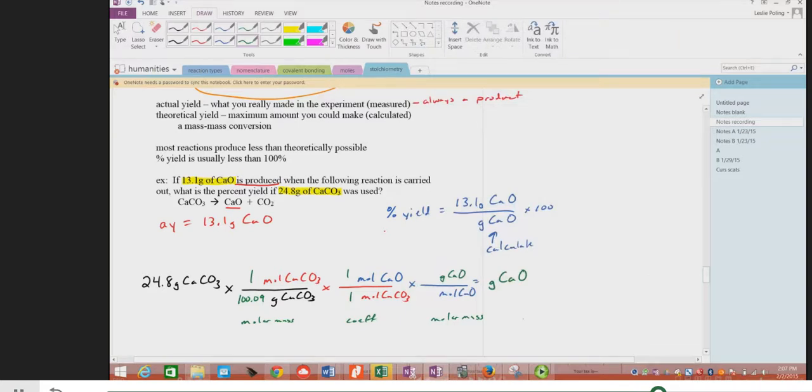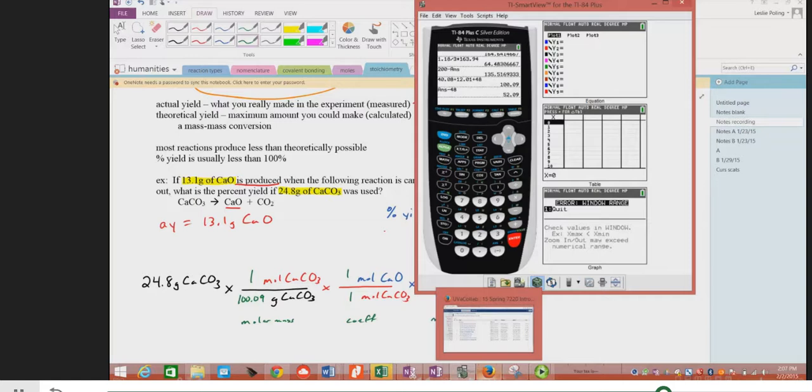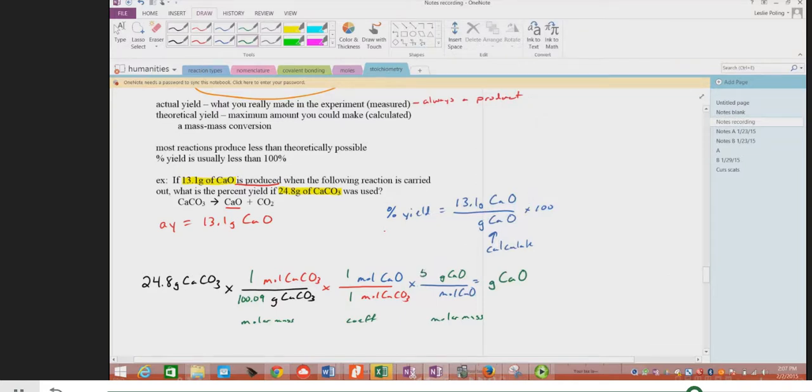That's wrong. Let's scratch that and start from scratch. 40.08 for calcium plus 16 for an oxygen. There we go, 56.08. And that is 1 mole.